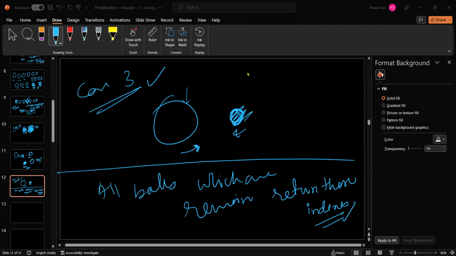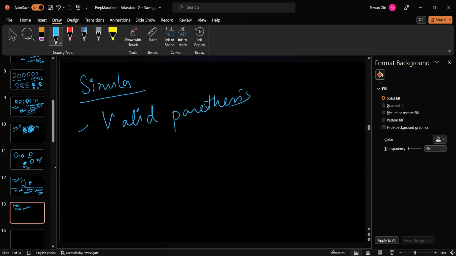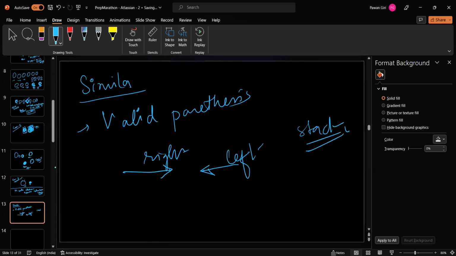Now, is it clear? I explained it in short also. Similar kinds of problems, let me tell you, are the valid parenthesis problem. I already told you before the start of this problem, if you find something where in one step you go to the right, and in another operation you go to the left, then obviously there are huge chances that you have to use a stack in that problem.